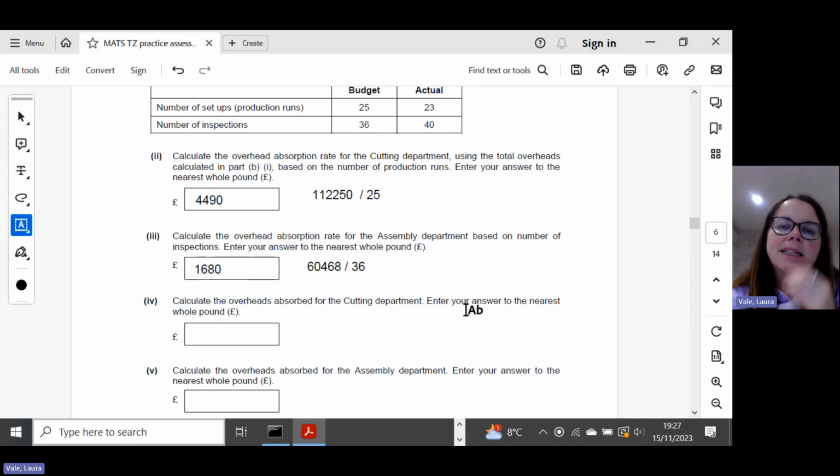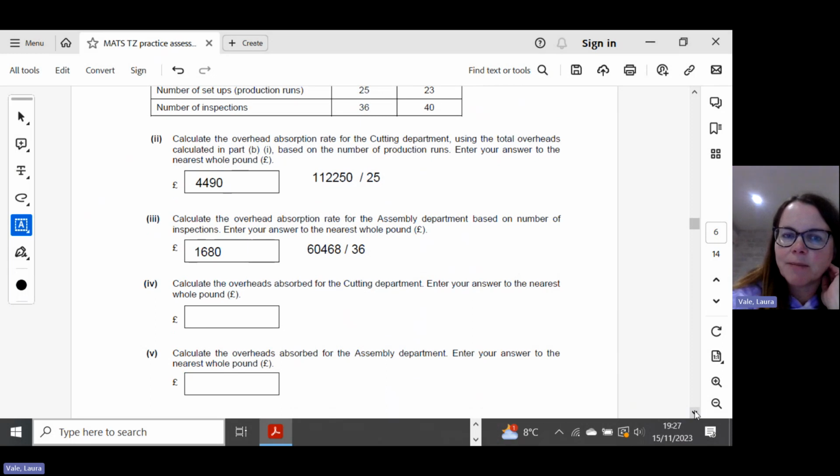That gives us a figure of 1,680. Incidentally, when you're doing the exam, if you got one of these numbers wrong, let's say the 112,250, but you did the right thing, so whatever wrong number you had, if you then divided it by 25 and put the answer in here, you would still get own figure marks for carrying on doing the right thing even though you've made a mistake earlier on. So don't be too disheartened and never give up. Don't just stop because you think, oh, I don't know how to do part one, I can't do any of the rest. Just give it your best shot and then carry on doing the right thing with the wrong number.